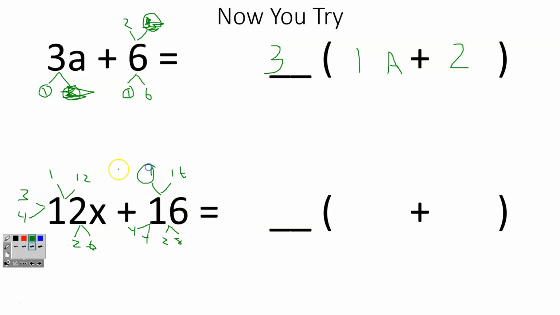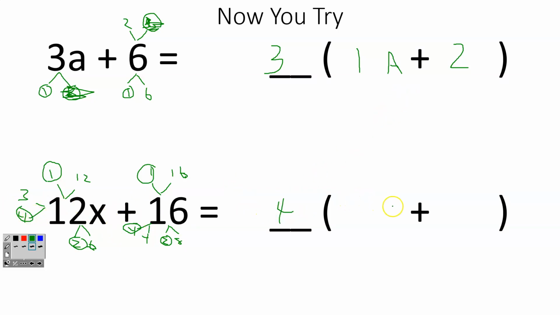So they do have a 1 in common. They have a 2 in common, it looks like. 3, nope, I don't see a 3 over here. So they have a 4 in common. I don't see a 6 over here, and I don't see a 12 over here, and I don't see a 16 or an 8 over here. So it looks like the biggest number they have in common is a 4.